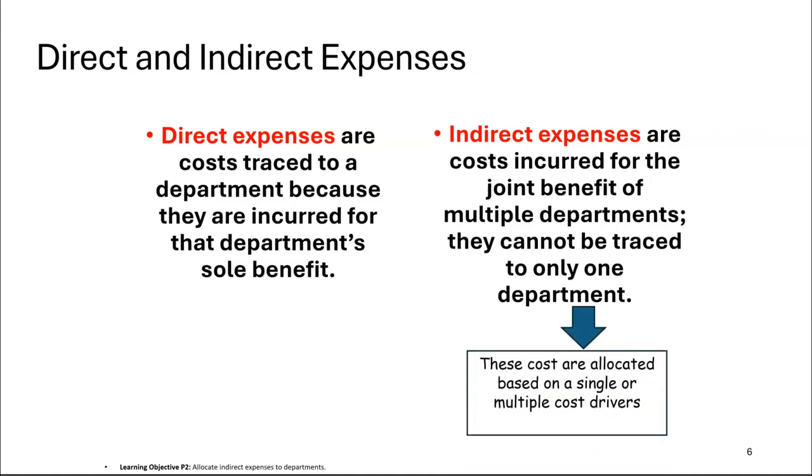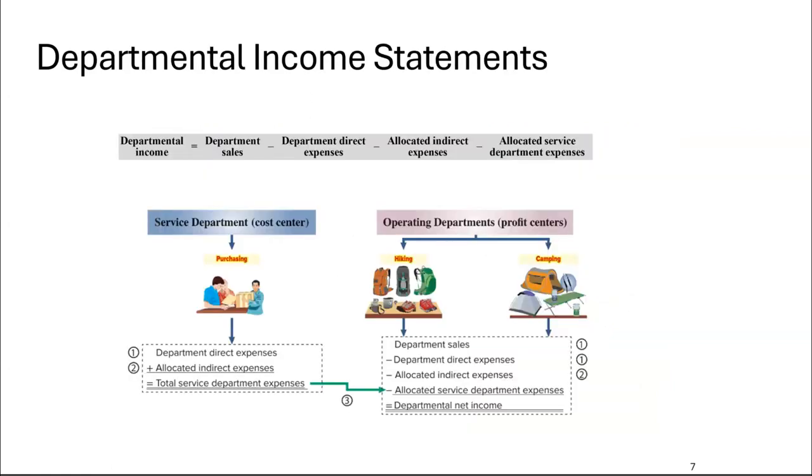And the way we do it, there are two ways we can do it. We can use a single basis, but that's not always the best way, particularly if departments use different elements of those indirect costs differently. Or we can use multiple cost drivers. So again, here's how it works. When you have a service department, it's called a cost center, which would be like the purchasing department. We would collect all their costs and allocate them to the various operating divisions or profit centers.